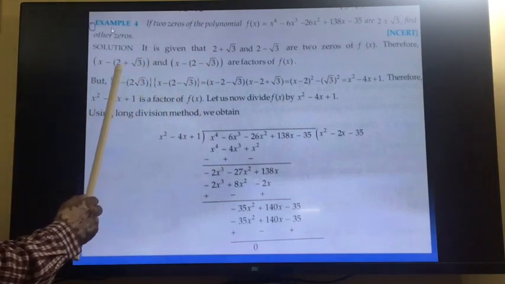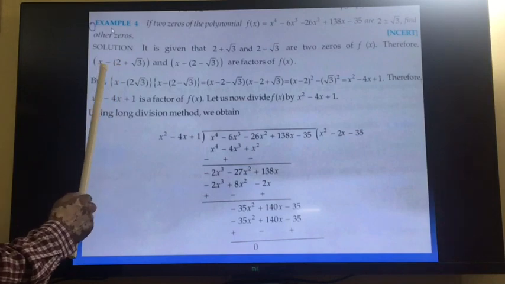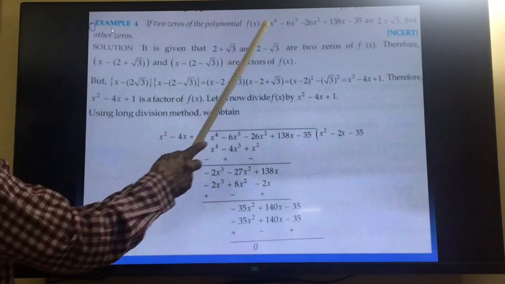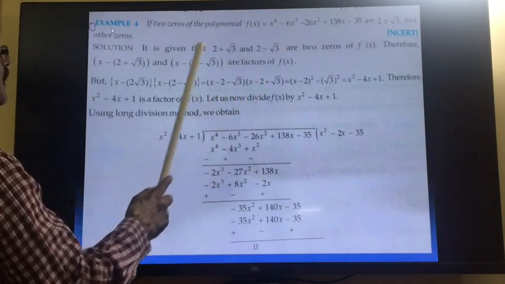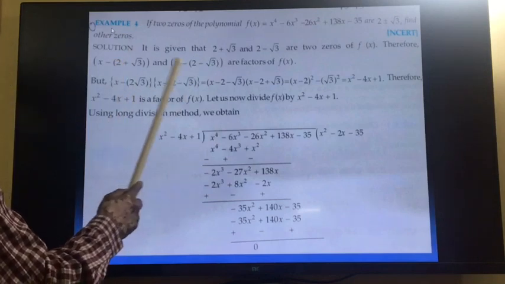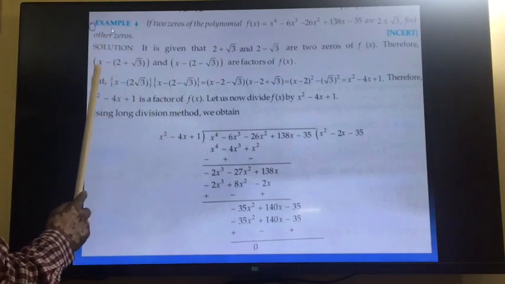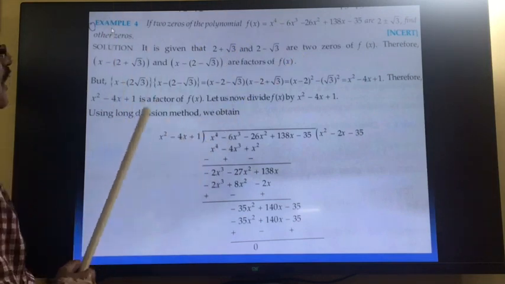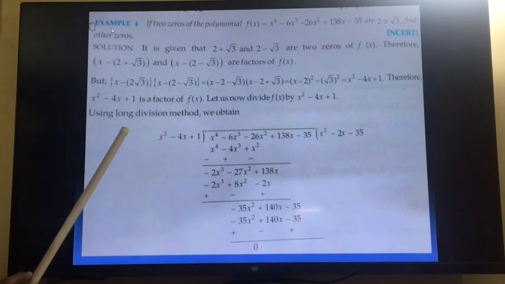So if this is a factor, the remainder will be 0, means if I divide the dividend by this, the remainder will be 0. Similarly if I divide it by this, again the remainder will be 0 because both will be factors. How did we get them? One time you put x is equal to this, second time you put x is equal to this, and after this you transfer to the left side to get the factors.